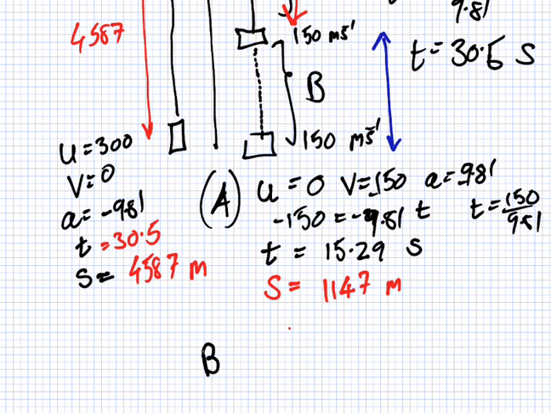B. The distance is 4587 minus 1147, so that is 3440. Sorry, how do you get the 1,147? I just use S equals U T plus a half A T squared. Yeah. It's okay?